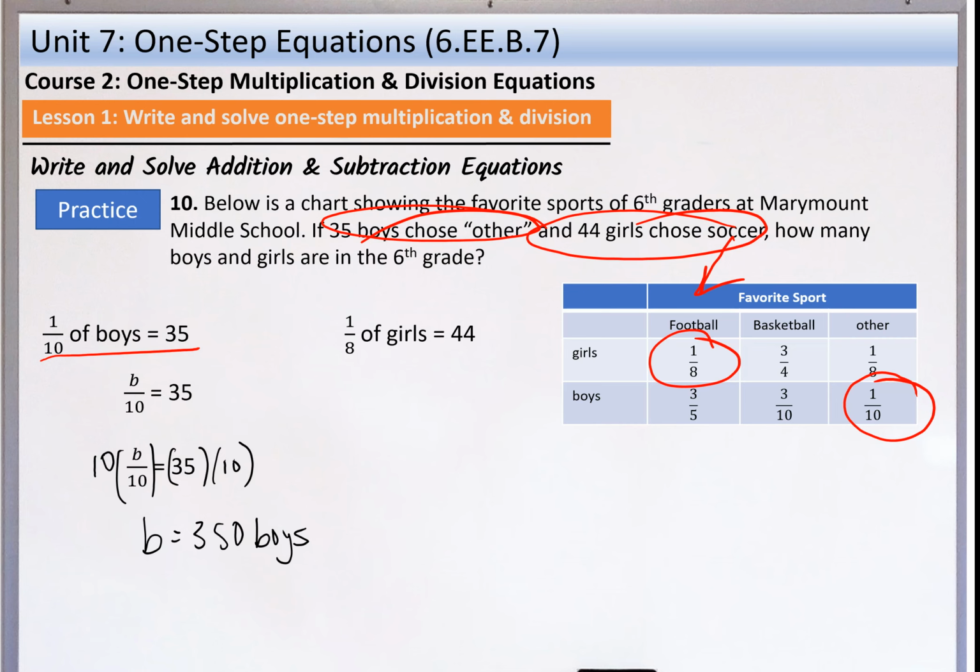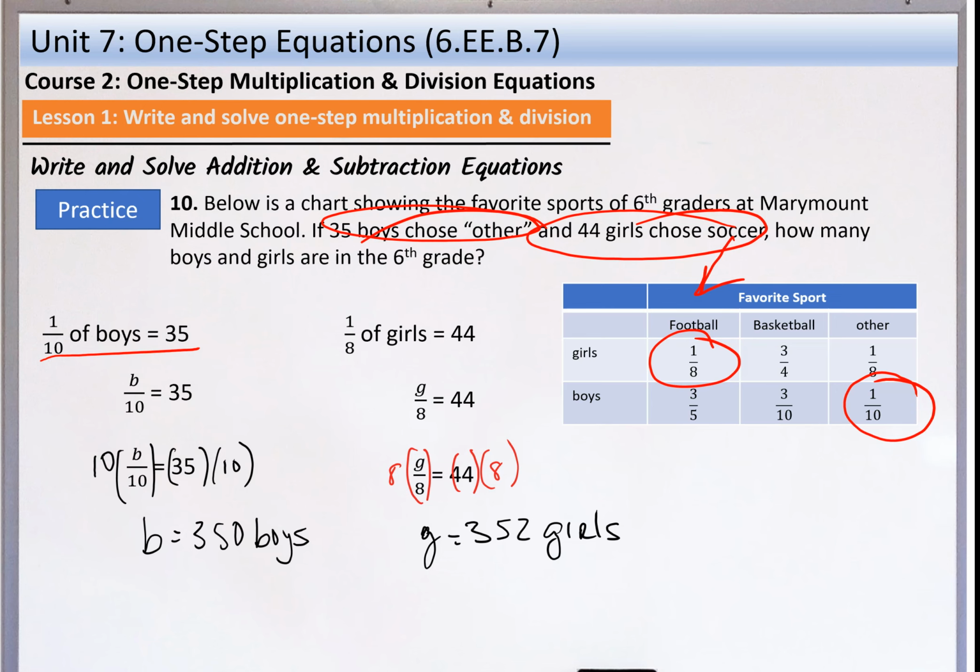1/8 of the girls like football. And with that G representing the girls, 1/8 of G is G divided by 8. Multiply both sides by 8. There must have been 352 girls.